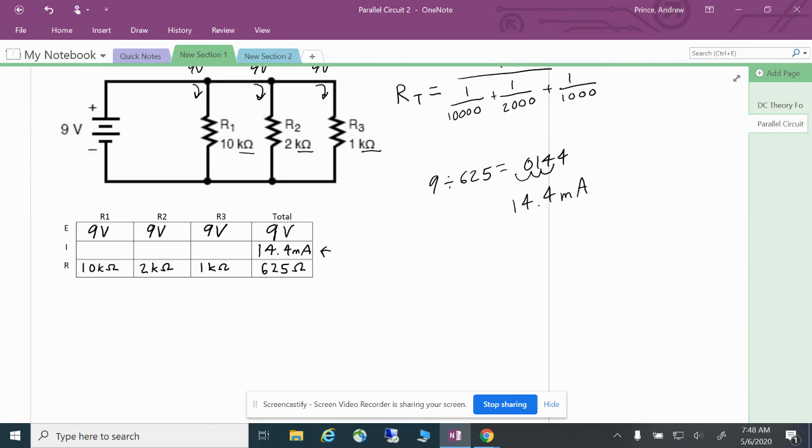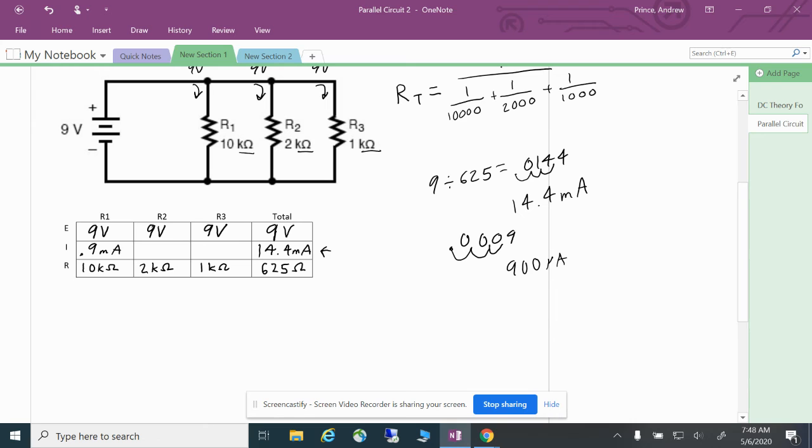So we got 9 volts for resistor 1, 9 divided by 10,000 gives you 0.0009. So we could say, just to save a little bit of space here, that we have 0.9 milliamps. Or we could say that was 900 microamps. But we'll go ahead and just keep it simple for now.